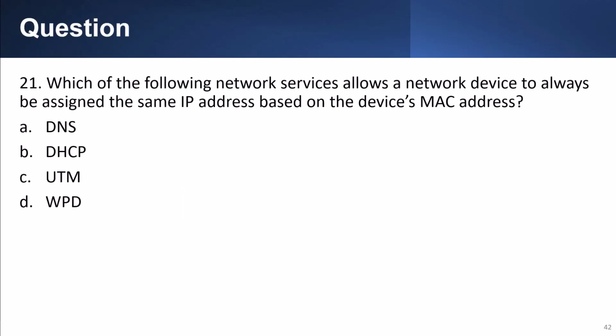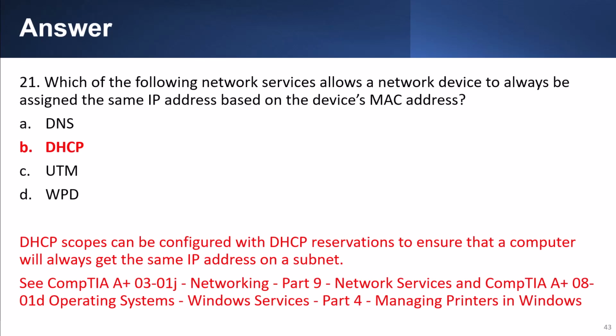Question 21. Which of the following network services allows a network device to always be assigned the same IP address based on the device's MAC address? Answer: DHCP. DHCP scopes can be configured with DHCP reservations to ensure that a computer will always get the same IP address on a subnet.